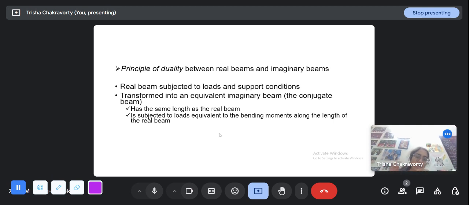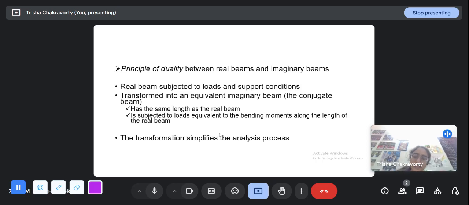We know. So we draw the bending moment diagram, and then in the conjugate beam, we draw a beam of the same length, and we forget about the real loading. Suppose there was a uniformly distributed load, and for that we know that the bending moment diagram will be a parabola. So in the conjugate beam, we forget about the uniformly distributed load, and the parabola that was the bending moment diagram of the real beam is the loading in this conjugate beam. And the transformation simplifies the analysis process. That is why we are doing it.